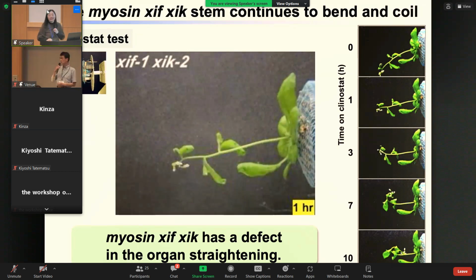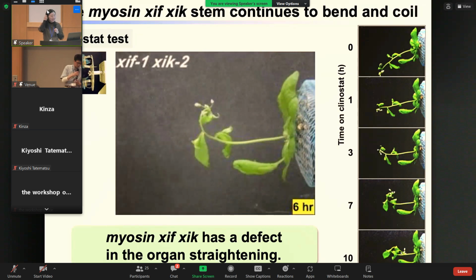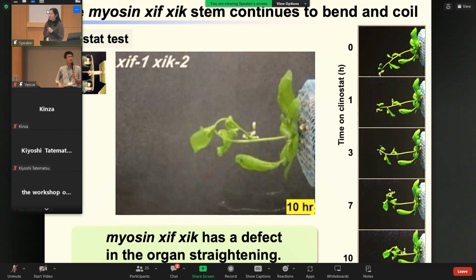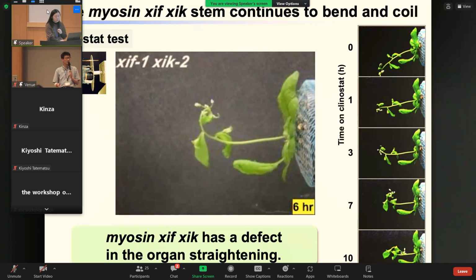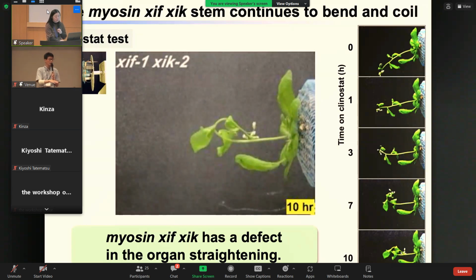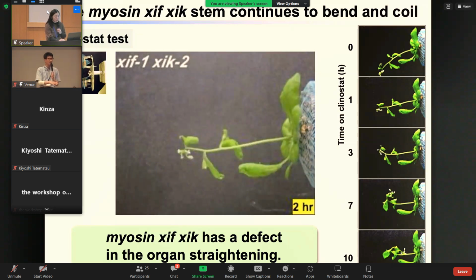Any other questions? Okay, I have a question. In your model, the effect of gravity is incorporated into this. Is it right?